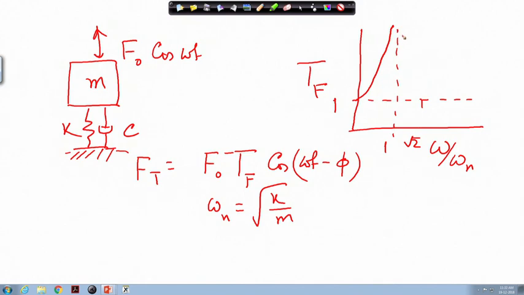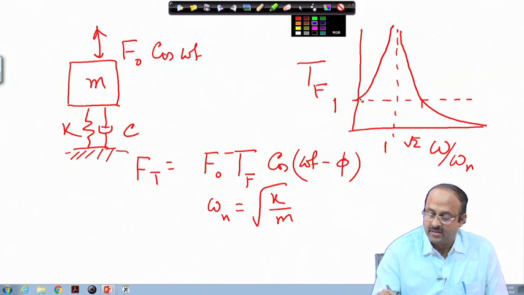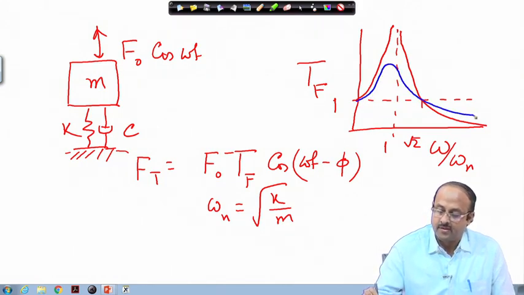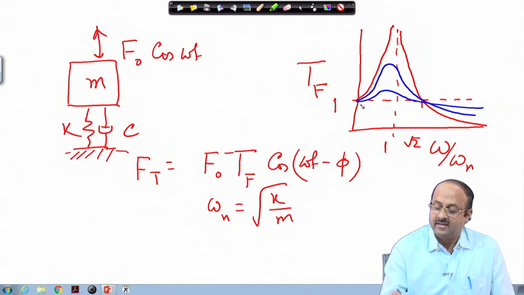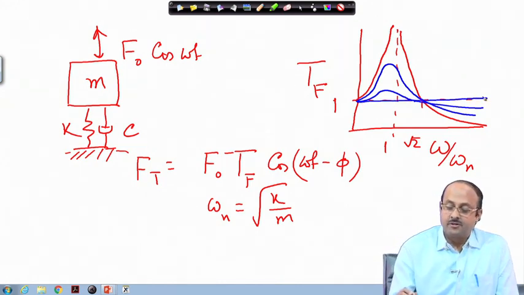So, here it goes from here. If we have damping, for example, suppose we take a small amount of damping, then with this damping it goes this way, higher damping like this, and infinite damping will actually take it to 1. So, this is the force transmissibility.